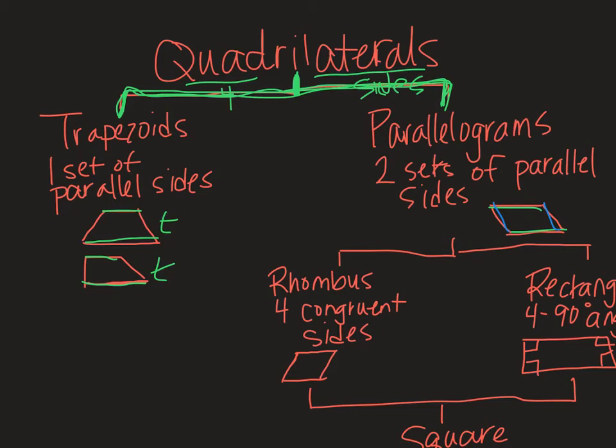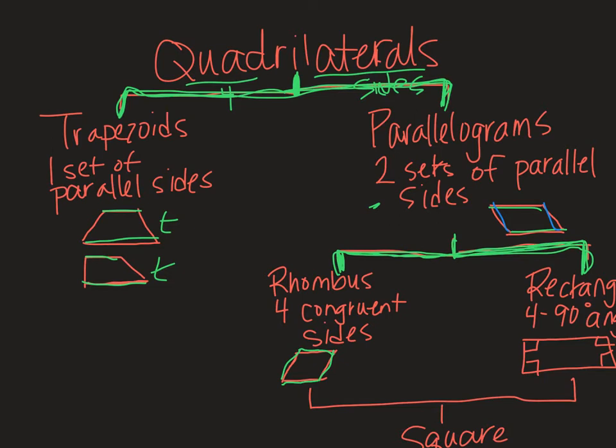Then, after we figure out parallelograms, we split off again. So if we go this way, we've got the rhombus with 4 congruent sides, which is 4 equal sides. If we go the other way, we've got 4 90-degree angles, which is a rectangle. Okay, so a rectangle has to follow all the rules above, and so does a rhombus. So it has to have 2 sets of parallel sides, which is parallelogram, and 4 congruent sides. So this side is equal to this side, equal to this side, and equal to this side, all in length. Okay, there's no rules about a rhombus and its angles. It just has to have 4 congruent sides.